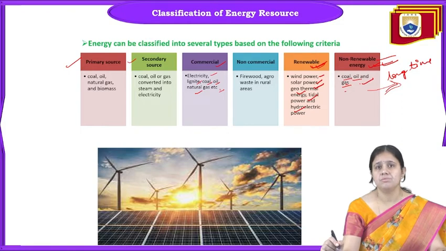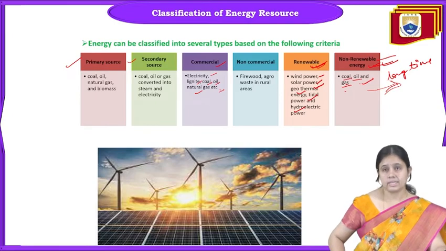So on the basis of source, energy is of two types: primary source and secondary source. On the basis of commercialization, we divide it into commercial and non-commercial. On the basis of availability and renewability, we divide it into two types: renewable and non-renewable.